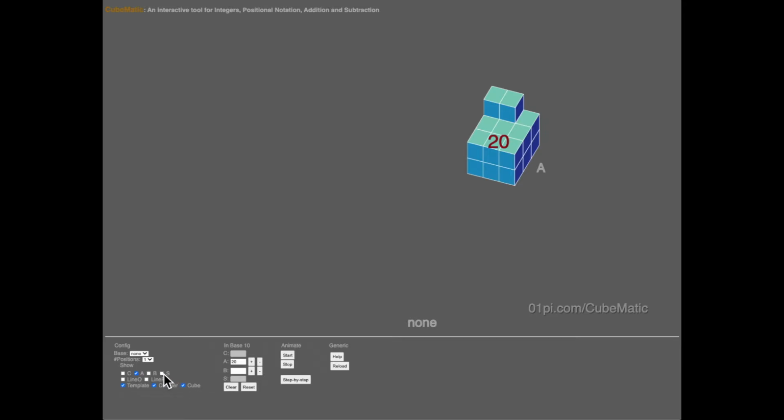Okay, so the next step is container S. Right now it has nothing in it. Let me clear that again. Put a few numbers there. So I have 2 cubes in A, and there is nothing in S. So nothing means there is 0 in S. And then I'll do a step-by-step animation.